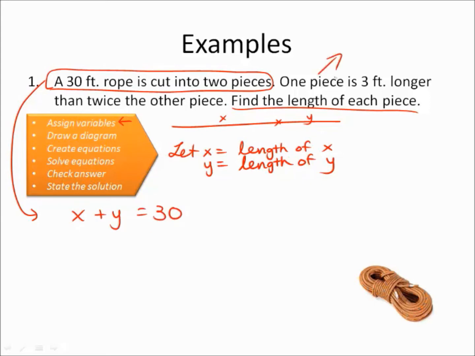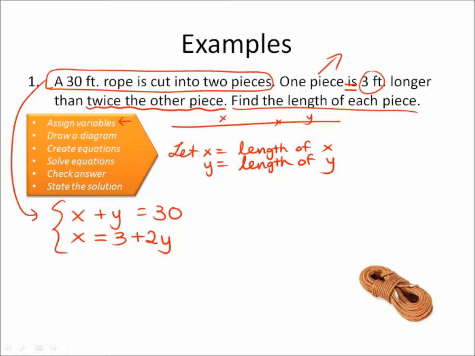The second sentence gives us more information about how these pieces are related. So it tells us that one piece, so say x, is equal to 3 feet longer than twice the other piece, so twice the y piece. So notice we have now two equations with two variables, and we have three different ways of solving them. We could solve by substitution, we could solve by graphing, we could solve by the addition method.